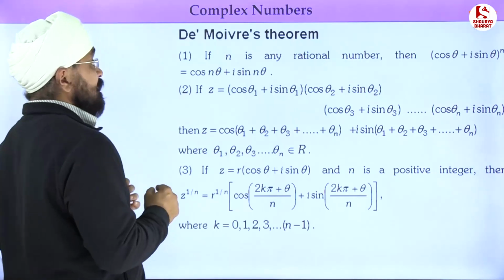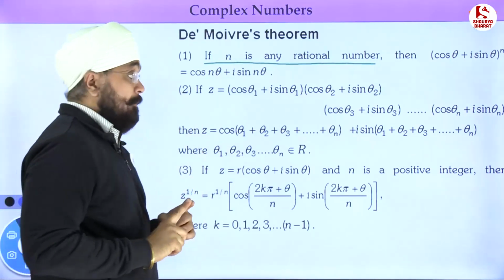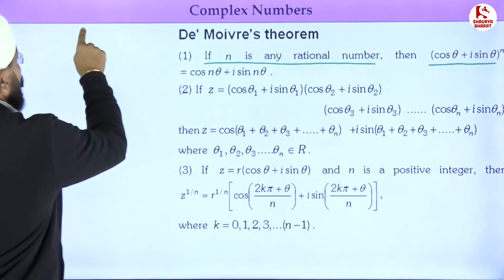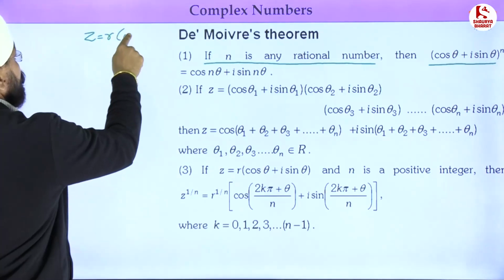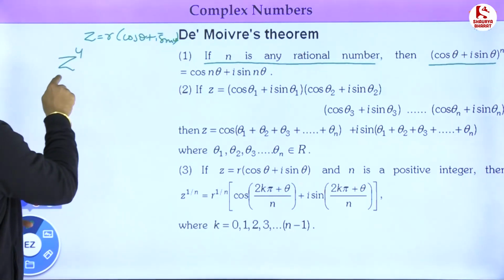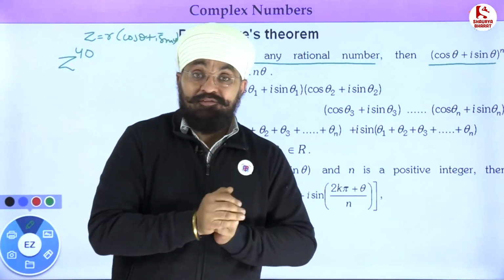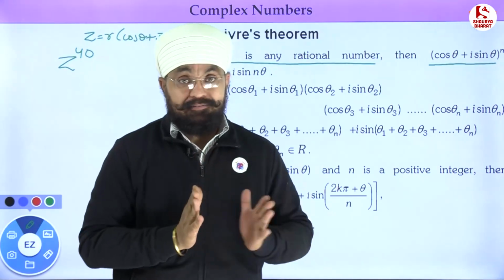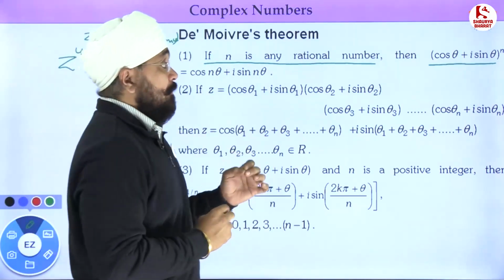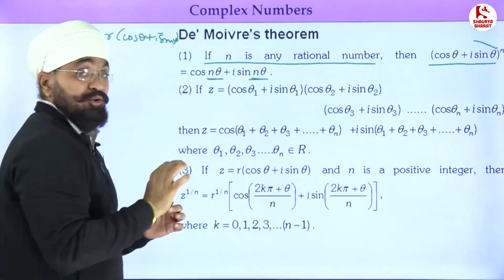The first and most important thing here is, if n is any rational number, first of all I am taking just a positive number, then cos theta plus iota sin theta, that is, taking the polar form. If Z is given as r cos theta plus iota sin theta, and I want to find Z to the power 4, or to the power 40, or something else, then how to do it? Because it is very difficult for us to multiply a complex number n times. So this theorem has given us a short technique, where when we go for power n, this n will multiply with the argument only.